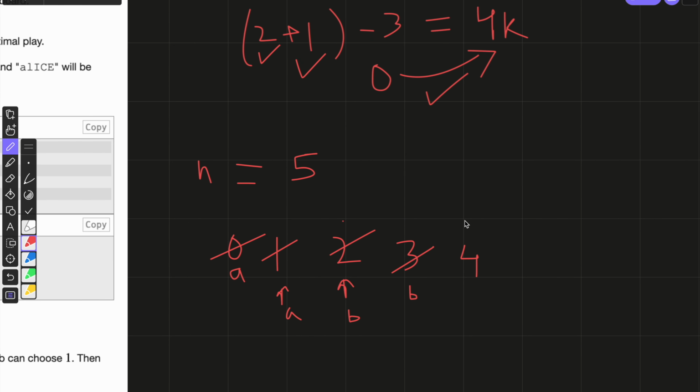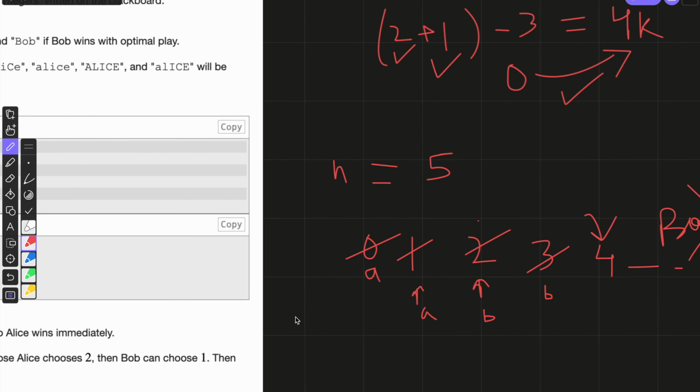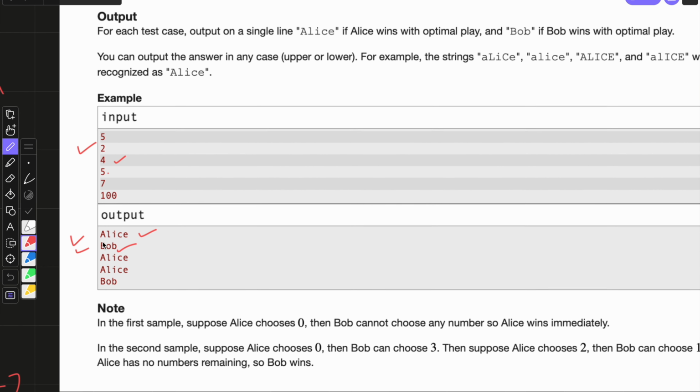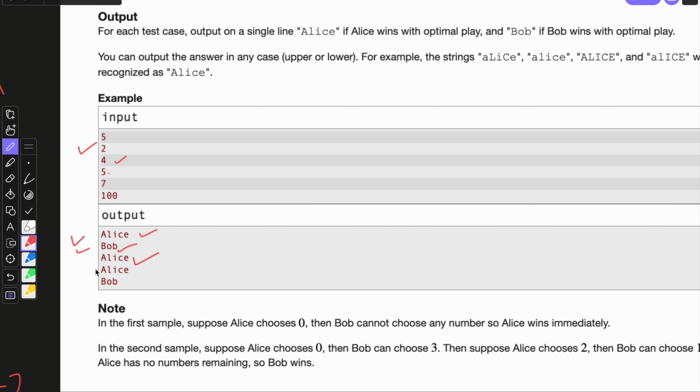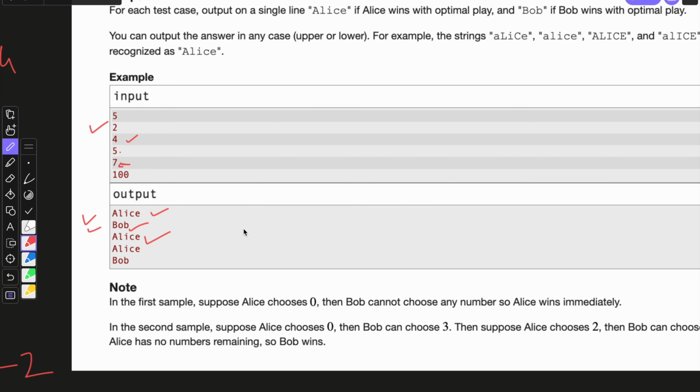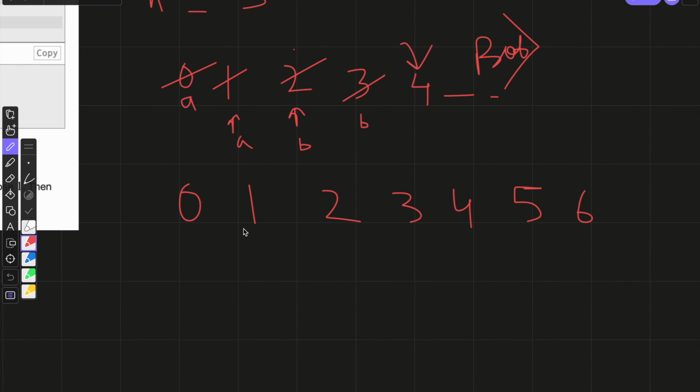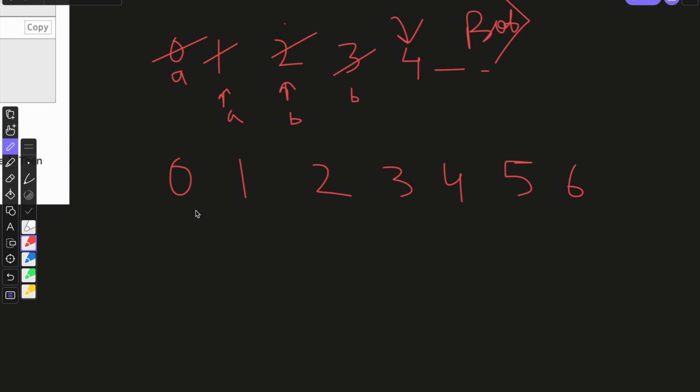Now Alicia is going to pick this number, and now no integer is left for Bob to pick. So Bob here loses, right? So the output is going to be Alicia. Okay, so now when N is equal to 7, we are going to have these numbers: 0, 1, 2, 3, 4, 5 and 6.